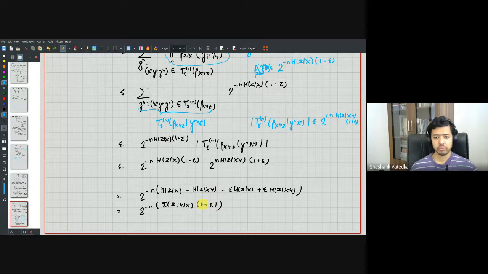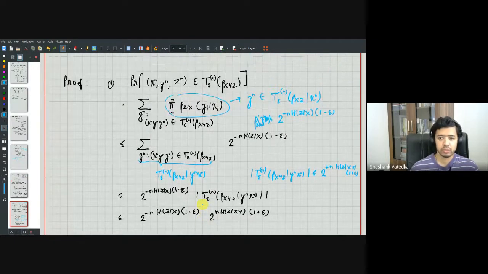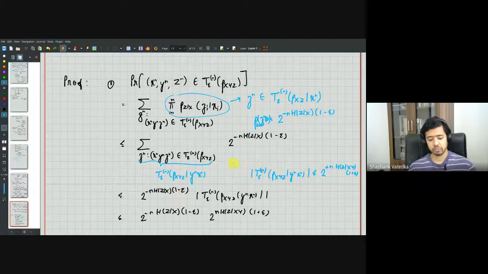So maybe what sometimes can get a little tricky is to know what these probabilities can be. I've just said that this probability is 2 to the minus n times h of z given x, some things over here are 2 to the n times h of z given xy, and so on. You have to be a little careful, but there's an easy trick to remember what the right exponent should be.